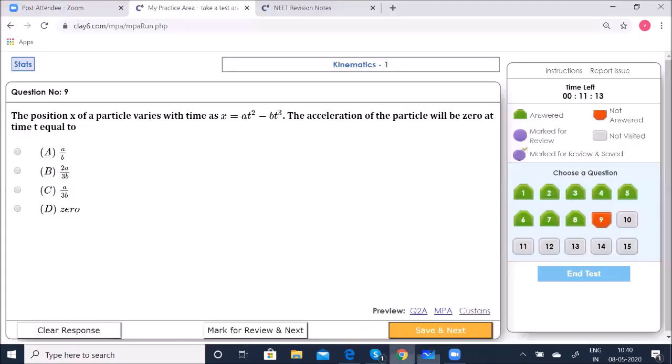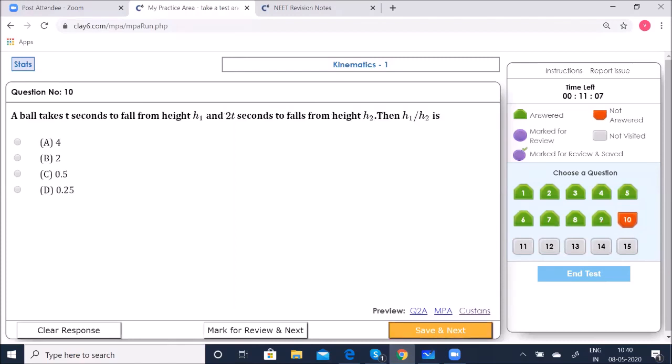Let's see which option is correct. A by 3b. Yes, option C is correct. Save that. Go to the next. A ball takes t seconds to fall from a height of h1 and 2t seconds to fall from a height h2. Then h1 by h2 is what? This is pretty easy, very easy.